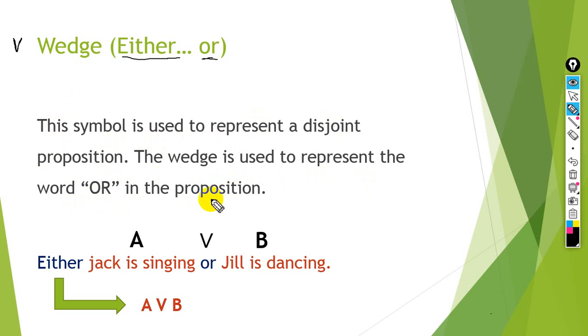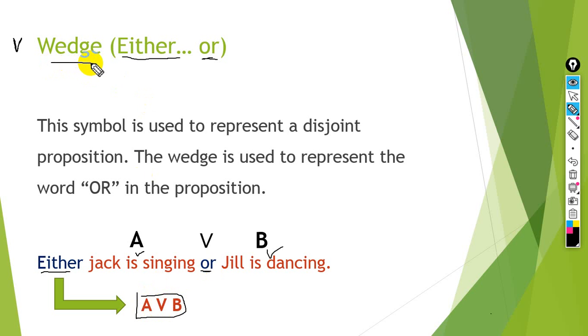If it is a compound proposition, what does it represent? It represents either or. For example, either Jack is singing or Jill is singing. So how will we represent this? For example, this is proposition 1 and this is proposition 2. Both are combined together by using either and or. We use it for combining the two propositions, and the symbol is this one, A or B. It will be pronounced just like A or B.